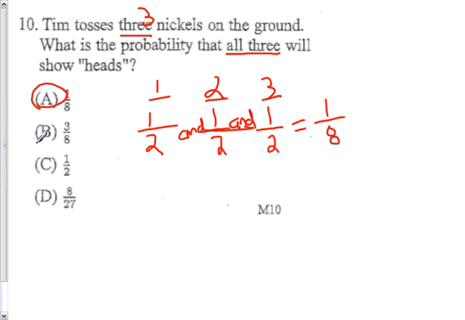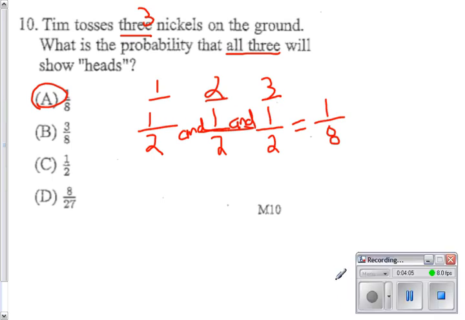And then 8 out of 27. I guess there's some crazy way I could sit around here long enough and try to figure out how they came up with that. Maybe you can figure it out. But anyway, going back to the question itself, we want all 3. So we need 1 and 2 and 3 to all have heads. When we do that, we multiply. We multiply straight across the top, straight across the bottom. I'm sure that's about as clear as mud now.